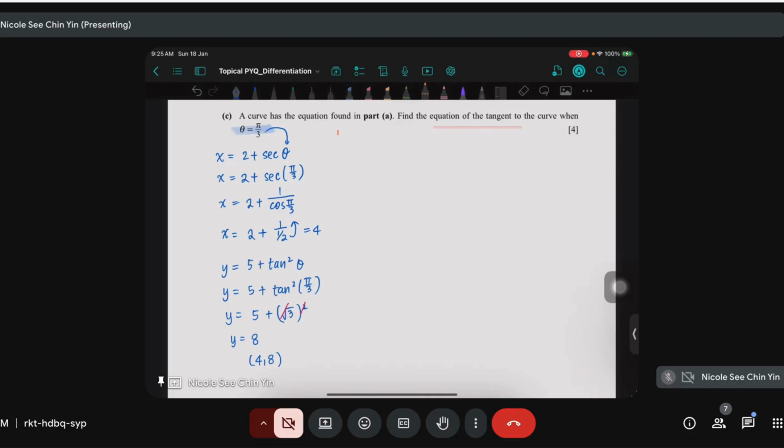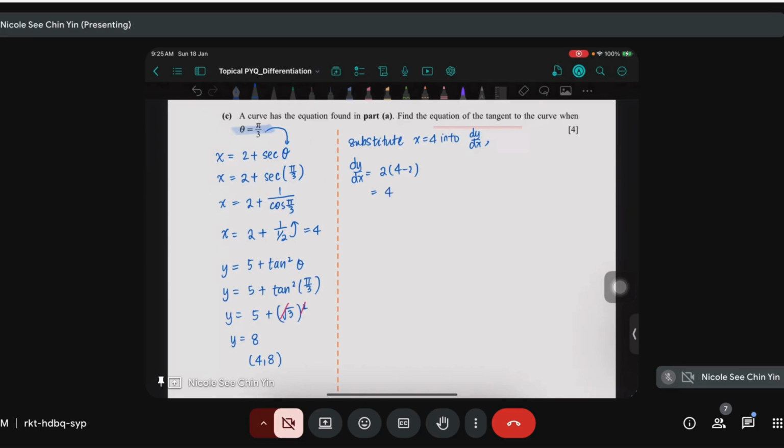Okay, next bit. I need to get my dy dx done. So in my dy dx, I have to sub in x equals 4 into my dy dx. Okay, what do I get from my dy dx? Equals 2 bracket 4 minus 2. So I get 4.